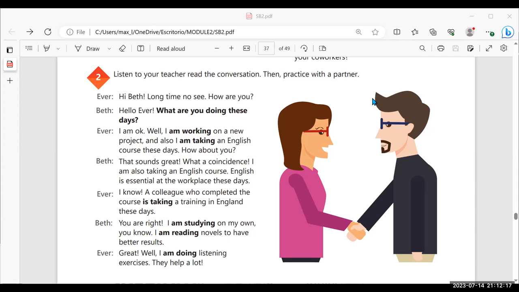As you can see, what they are doing is just talking about the language. So I don't know if you have any questions so far from here. Just let me know.